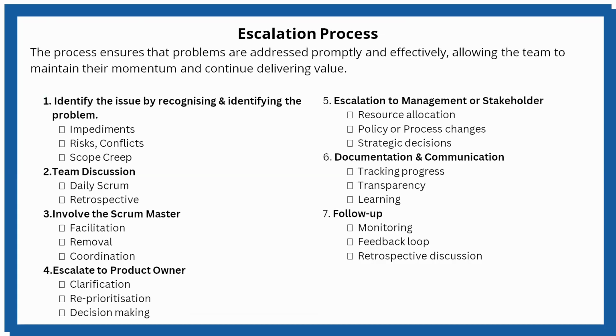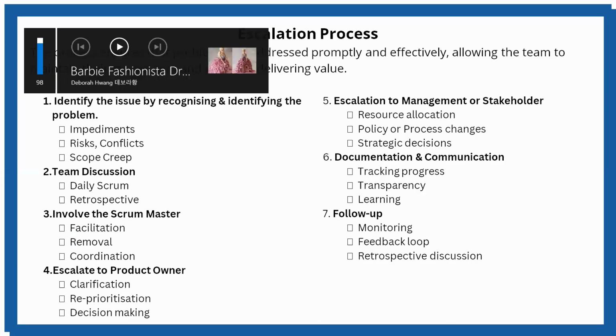We have the escalation process outlined here. First, identifying the issue by recognizing problems, under which come impediments, risk, conflicts, and scope creep, through team discussions, daily scrum, and retrospective. Then involving the team and the Scrum Masters by facilitating removal and coordination, and escalating to the product owner for clarification.